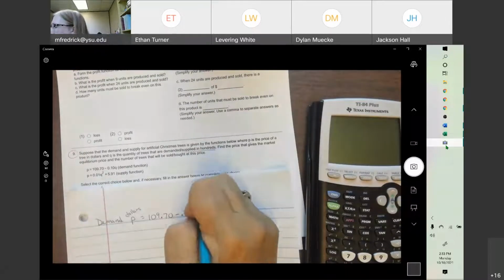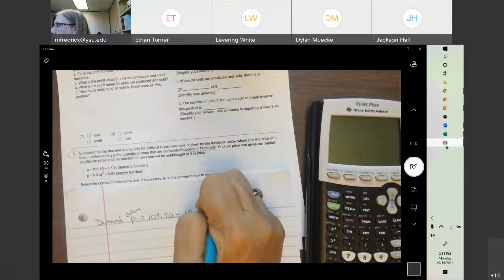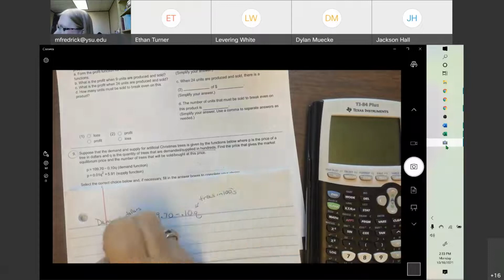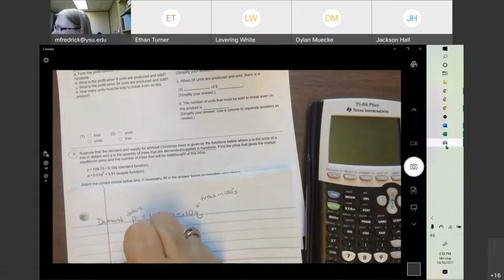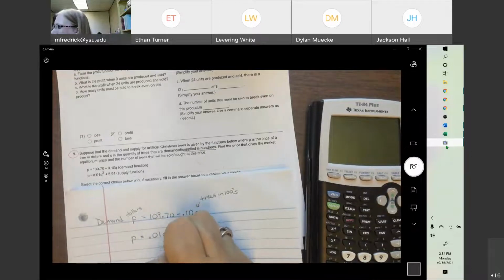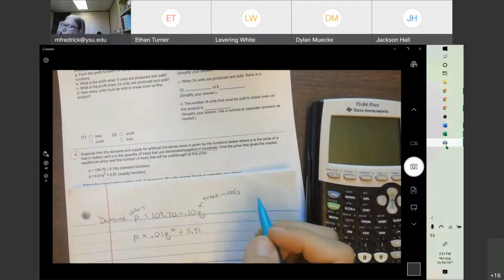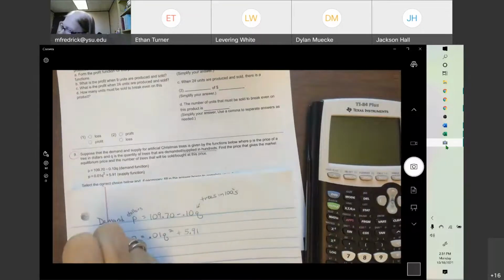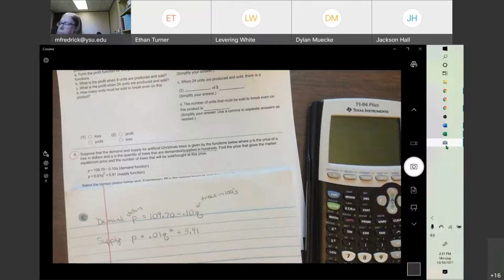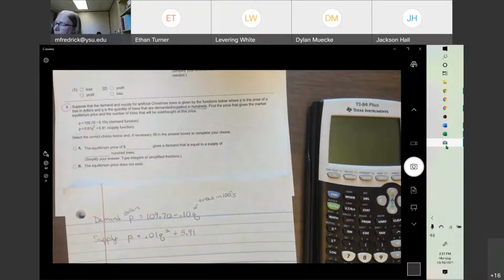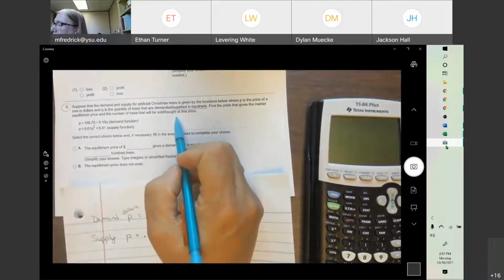So this is our demand, and this is trees in hundreds. And P equals 0.01 Q squared plus 5.91. And it'll be the same quantity of trees in hundreds, and this is in dollars, and this is the supply. Find the price that gives the market equilibrium and the number of trees that will be sold or bought at this price.